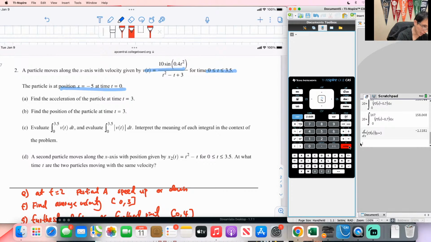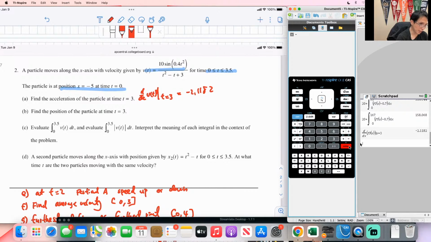That should give you negative. So D. Did you guys do it? Okay, d/dt when t is equal to 3 of v of t. So d/dt of v of t, plug in t equal to 3. So I got negative 2.1182.